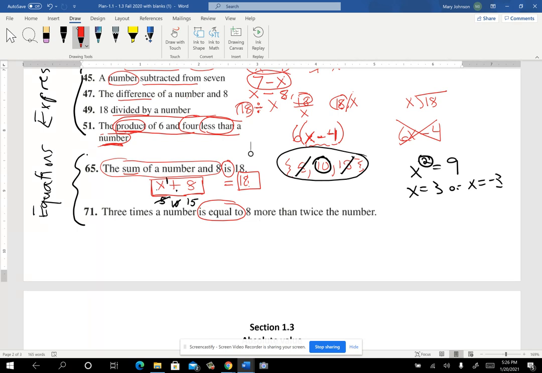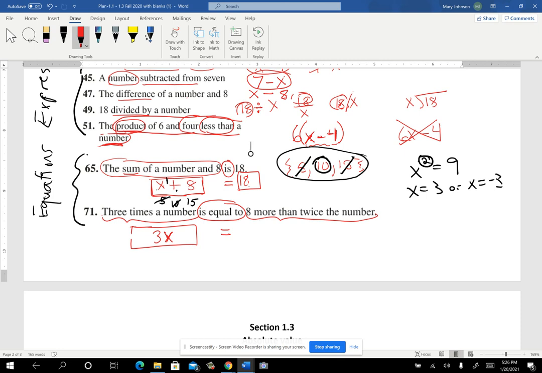3 times the number is equal to 8 more than twice the number. Whole lot going on. I just did a quick read. I wasn't really trying to remember any of it. I just noticed it was a sentence. I'm going to put an equal sign where the is equal to is. Then I'm going to take each side independently, not even paying attention to the other side. Just take one of them at a time and figure out what it would be using math symbols. So 3 times a number: the number is x, so 3 times that would be 3x.